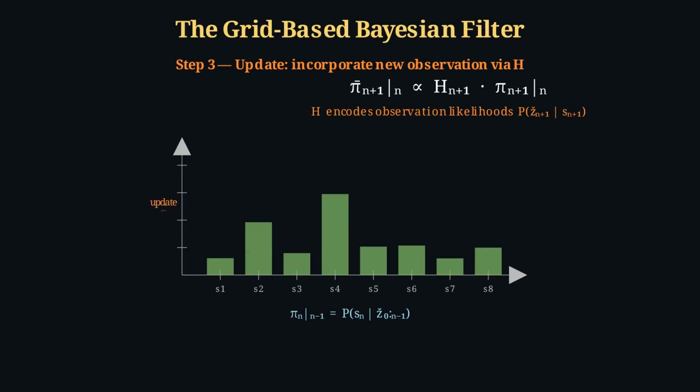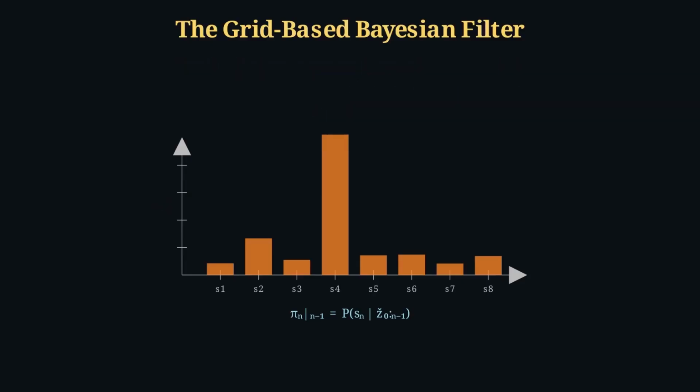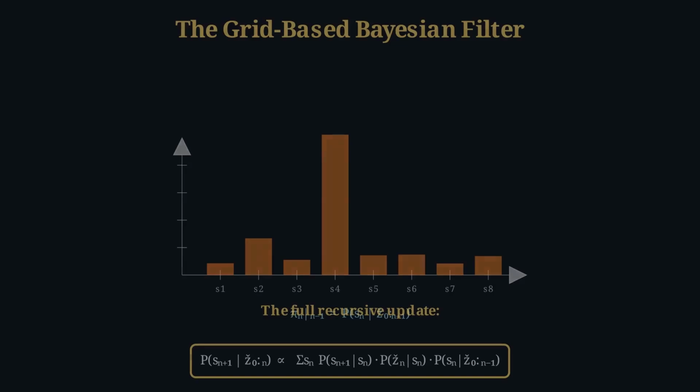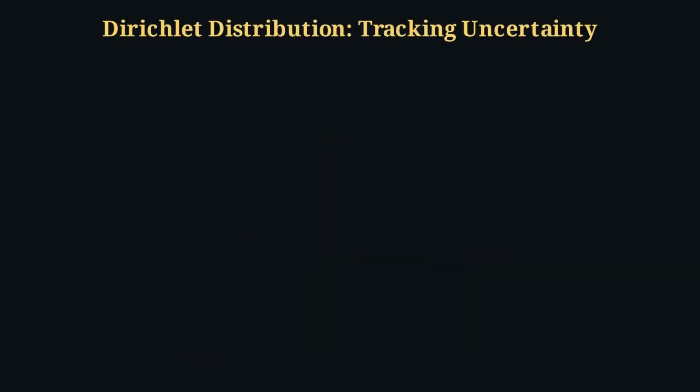Step 3 is the measurement update. When a new observation arrives, we incorporate it using the observation matrix H. The equation is pi bar n plus 1, proportional to H times pi n plus 1 given n. H encodes the observation likelihoods. The orange bars show the updated belief, now sharpened around the most likely state. The full recursive update equation is shown at the bottom. It combines transition probabilities, observation likelihoods, and the previous belief in a single sum over all hidden states.